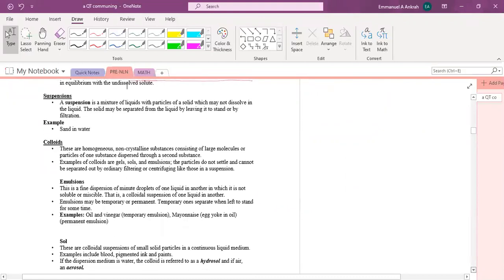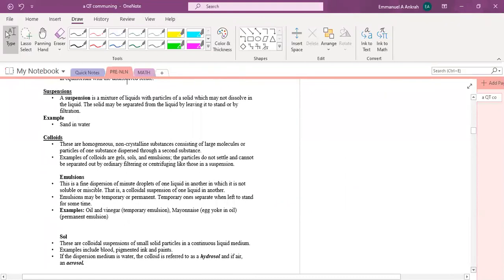Then we mentioned suspension. Suspensions are the second type of mixture. A suspension is a mixture of a liquid with particles of a solid, which may not dissolve in the liquid. So we have particles suspended in the liquid. They just float in the liquid. The solid may be separated from the liquid by leaving it to stand or by filtration. For example, sand in water would be a suspension. Or if you mix clay in water, it's like a suspension.